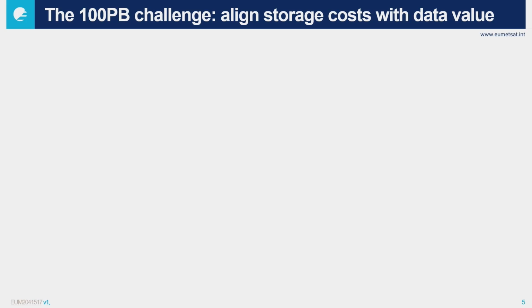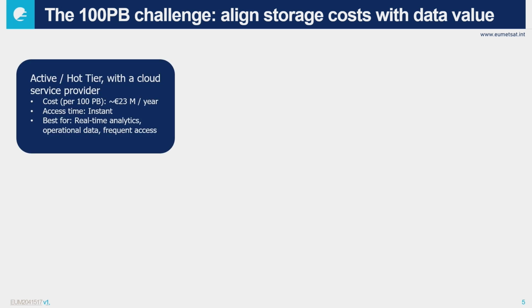Let's say that I'm a private individual, and I want to store 100 petabytes on a public cloud, maybe a very well-known cloud with the name of a river. This means that it costs 0.2 cents per gig. So to store 100 petabytes, you have to pay 23 million euro per year. Access time is instant. It's wonderful for real-time analytics, operational data, frequent access.